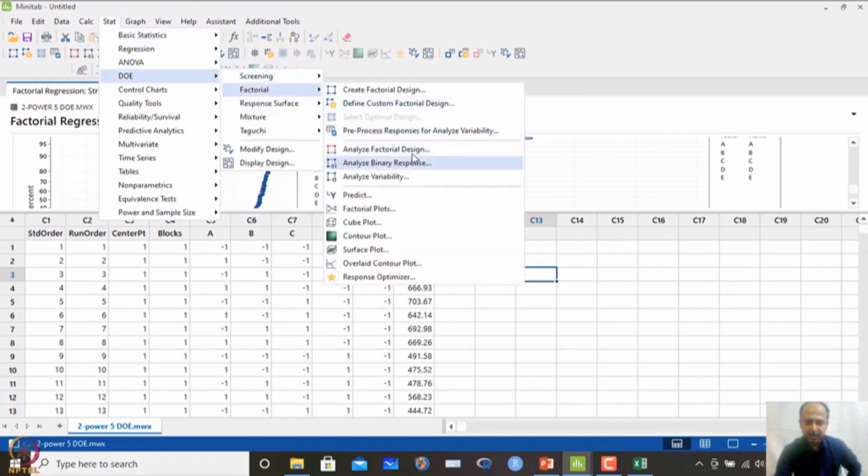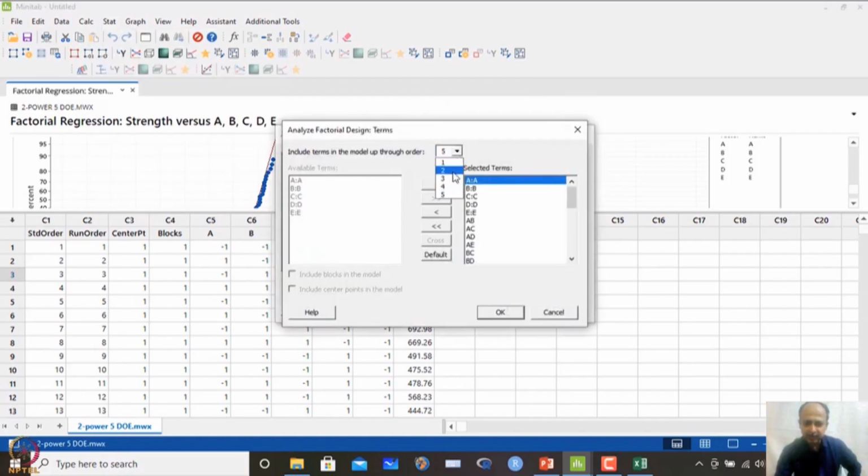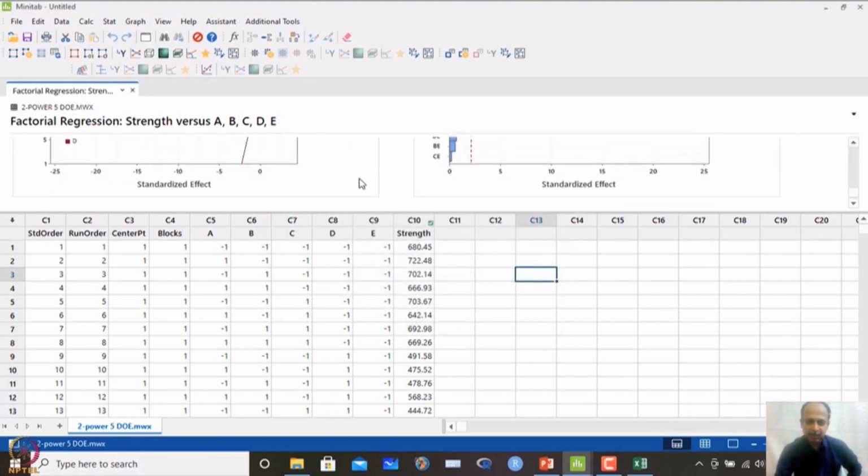So, Factorial, Analyze Factorial Design now. In terms, we will eliminate the higher terms and go for only 2-level interactions, let us say. If I do that and click OK, and OK again, I want to see how the Pareto plots look.